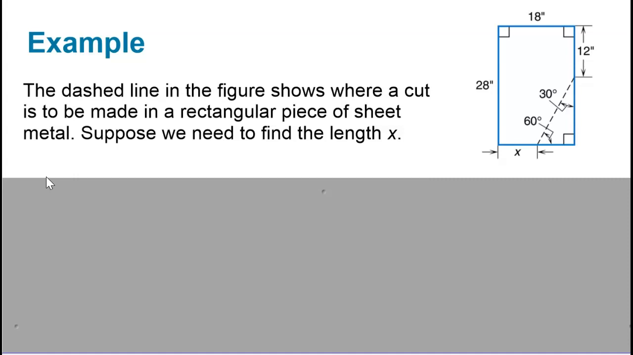Okay, if you've gone on and looked at this, there's a couple things I really want you to make sure to identify when you read the problem. This is talking about where a cut is to be made in a rectangular piece of sheet metal, and we are looking to find X. X is over here, but the cut that they're talking about is the triangle that's over here. Let me draw that. It's over here.